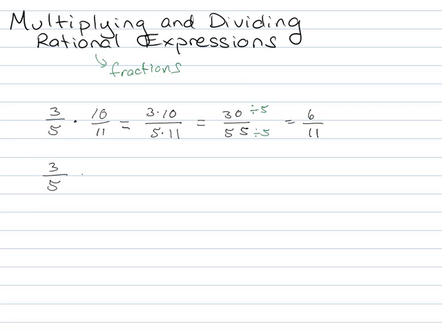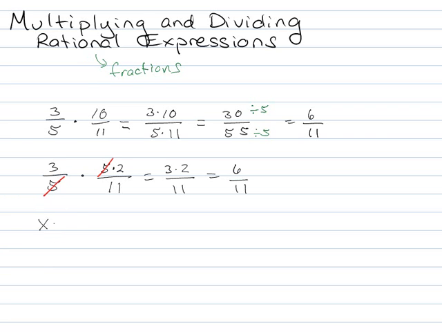Another way you could think about doing it is to recognize that 10 is the same thing as 5 times 2. And then coming in here and saying, okay, since I have a 5 on the top and a 5 on the bottom, I can cross those out, and then I just end up with 3 times 2 over 11, which is 6 over 11. And that's essentially what we're going to do with rationals.